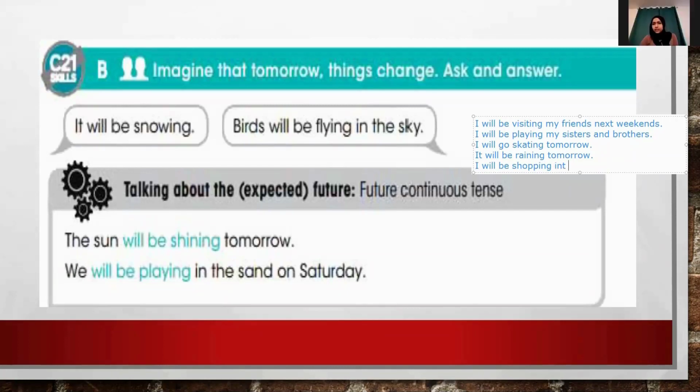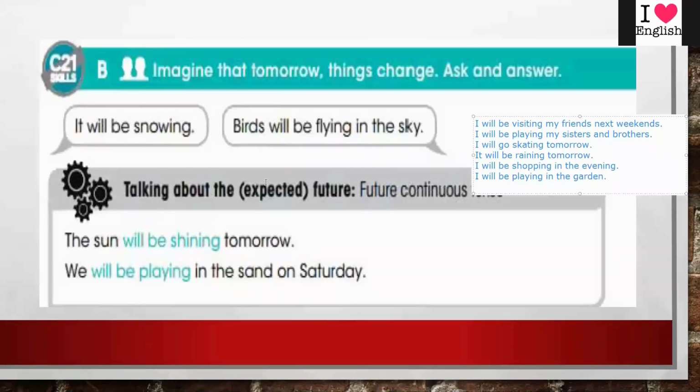In the evening. I will be playing in the garden. Yes, in the garden. Yes, very good, Serene. I need other sentences. I will be playing with my family. I will be swimming with my family.